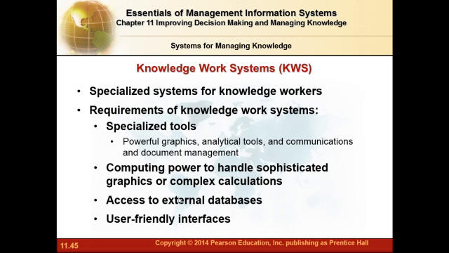Next, knowledge work system. So this is the second main type of knowledge management system, knowledge work system. It is a specialized system for knowledge workers. The knowledge work system identifies the importance of knowledge workers to an organization and its knowledge creation. That's why we have this system.